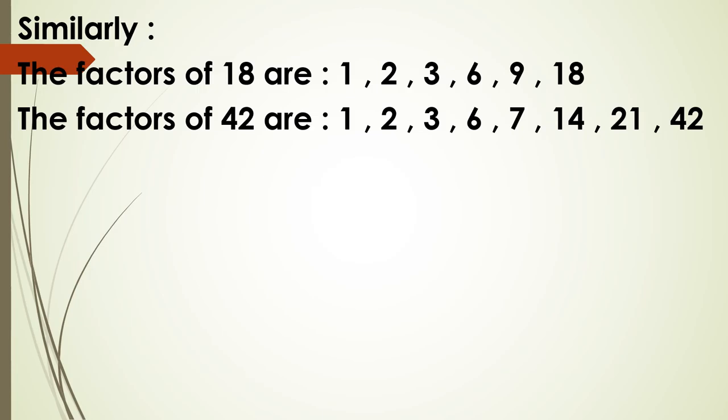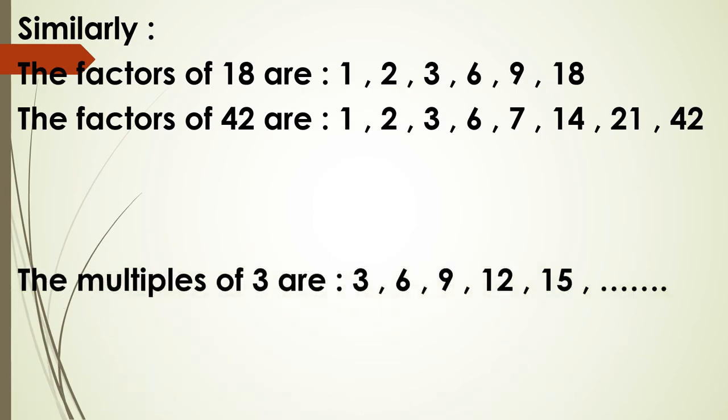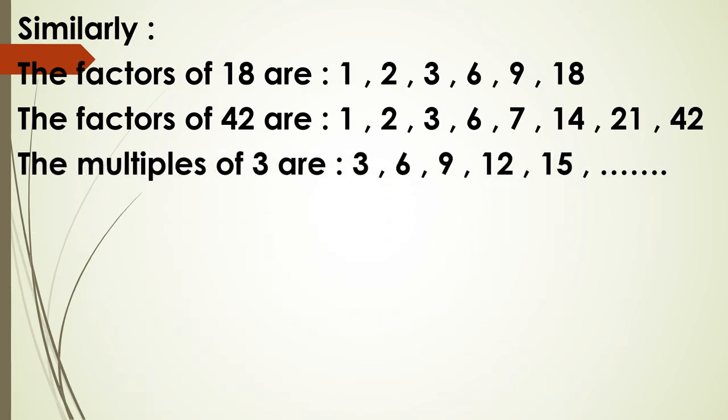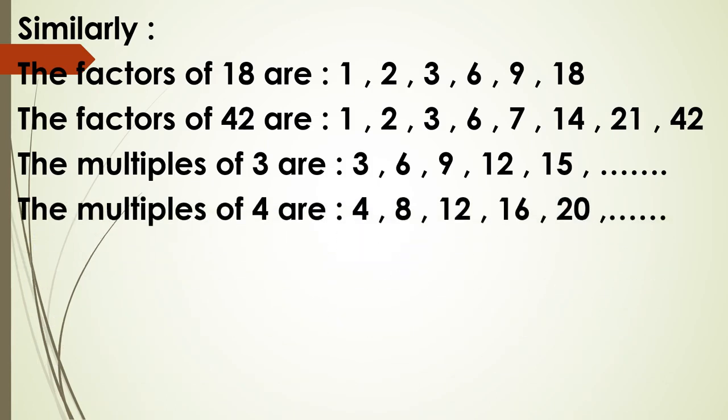Now see the multiples. Multiples of 3 are, do you know what multiples are? Multiples are just the table. Multiply. Okay. So multiples of 3 are 3, 6, 9, 12, 15 and so on. Here I have written the table of 3 only. Okay. And don't forget to write down 3, because 3 is a multiple of 3 also. The multiples of 4 are 4, 8, 12, 16, 20.